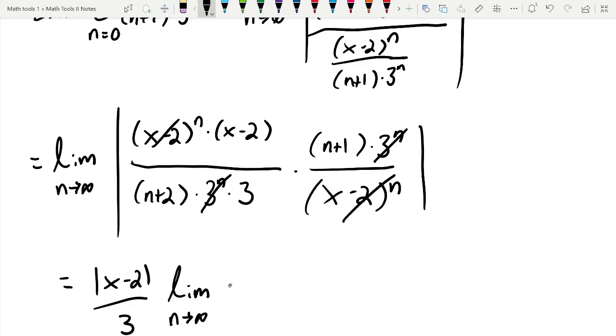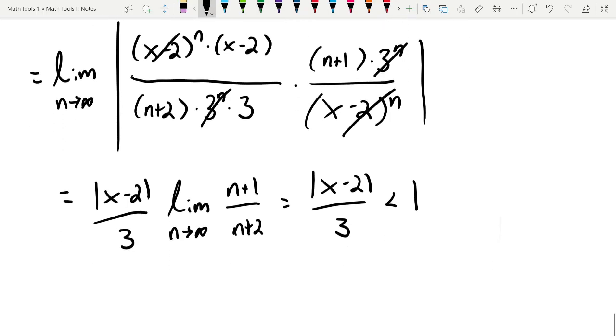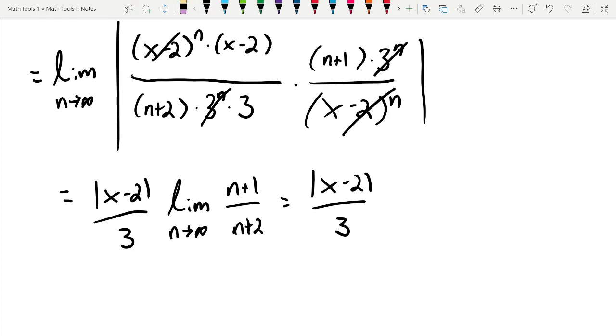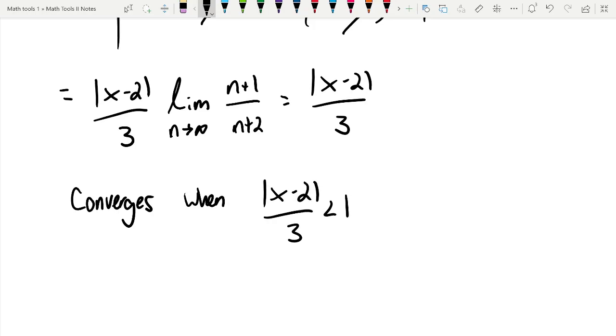So this is (n+1)/(n+2), so this limit is going to be 1. So this is going to be equal to |x-2|/3. This will converge via the ratio test whenever this is less than 1. Specifically, we would say this converges when |x-2|/3 is less than 1.